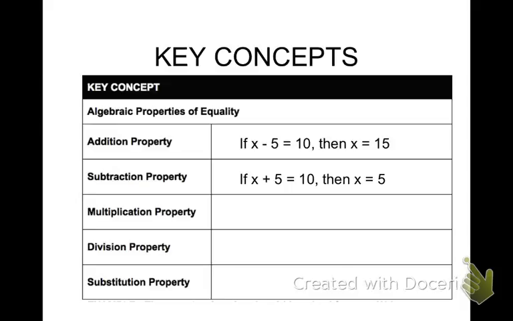So if we think about the word inverse, the inverse of subtracting 5 is adding. The inverse of adding 5 is subtracting 5. So what's the inverse of multiplication? Division. So multiplication property, let's go back, would be if you had x divided by 5 equals 6, then x would equal 30.